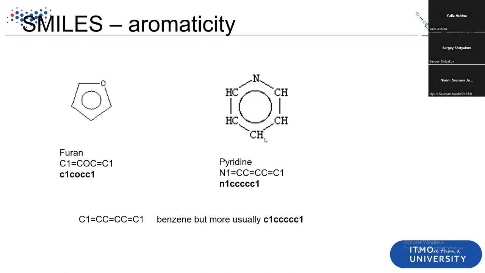You have here the information on the aromatic rings, and if this is a lowercase letter, then you have the information on aromaticity of the molecule, like benzene, which is specified by these SMILES representations. But you could actually specify the atom using different SMILES strings.